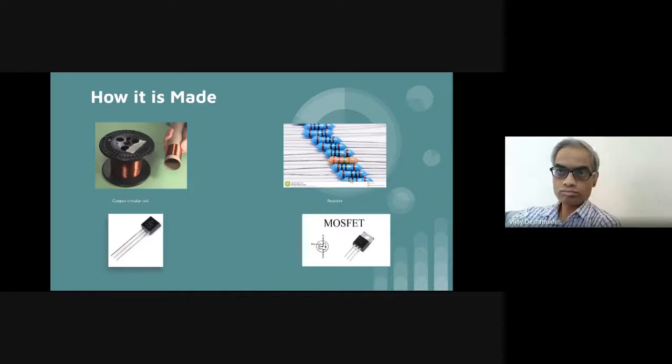So how is it made? As engineers, we are always curious to build something. So it is very easy to build a Tesla coil at home. You just need a copper circular wire, a resistor, a BJT, and a MOSFET. First, we have to wrap the wire in a circular coil around a wooden block or cardboard. Then, of course, we will need an external power supply to run it.